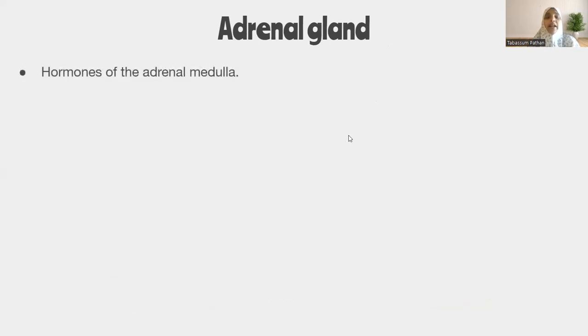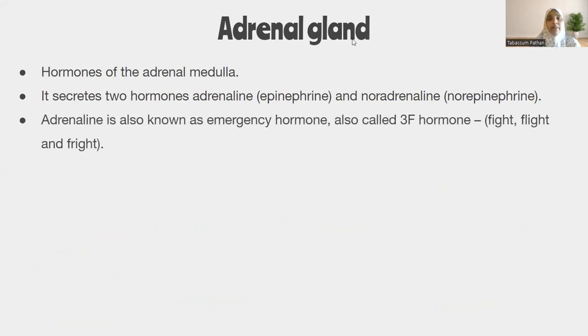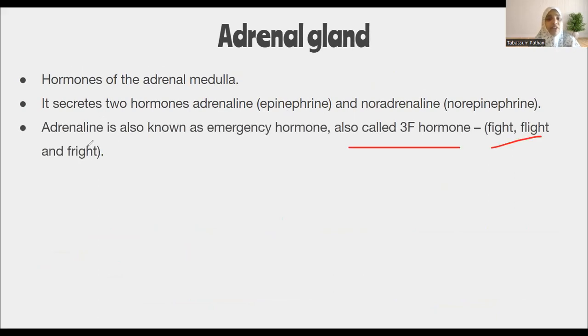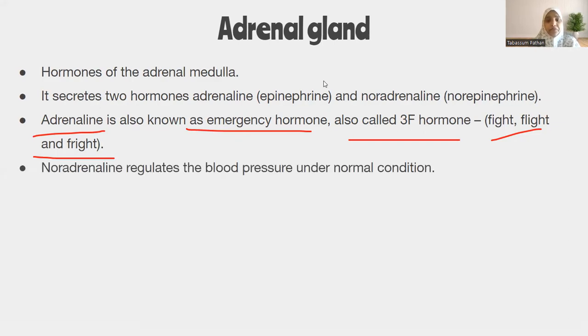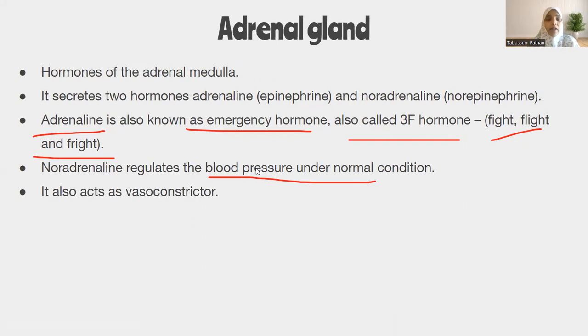Okay. And adrenal medulla, we just saw two hormones, adrenaline and noradrenaline, that is epinephrine, norepinephrine. Adrenaline is known as the emergency hormone, 3F, that is fight, flight, and fright. Adrenaline is secreted in case of emergency, and noradrenaline regulates the blood pressure under normal conditions. So noradrenaline is the opposite of adrenaline. Yes, it will act as a vasoconstrictor. It will bring the blood pressure back to normal. That is the noradrenaline hormone.